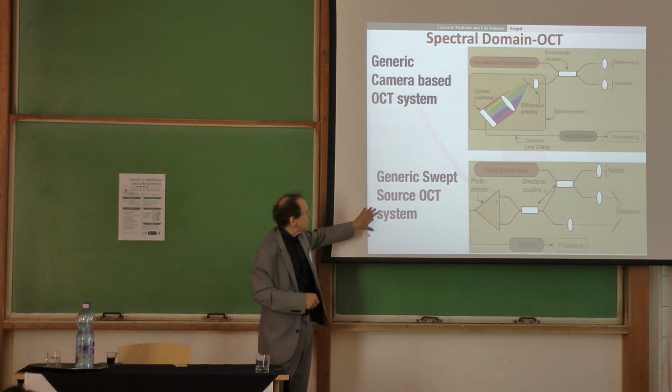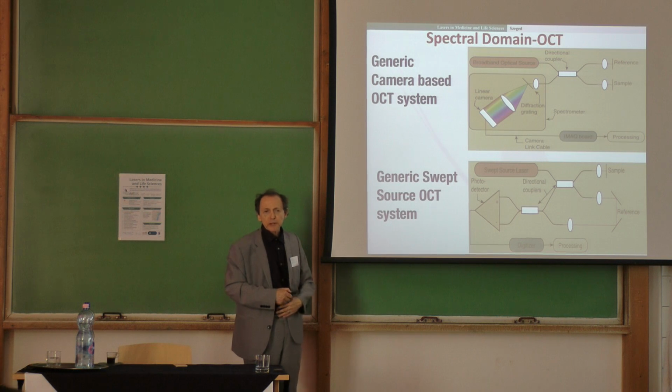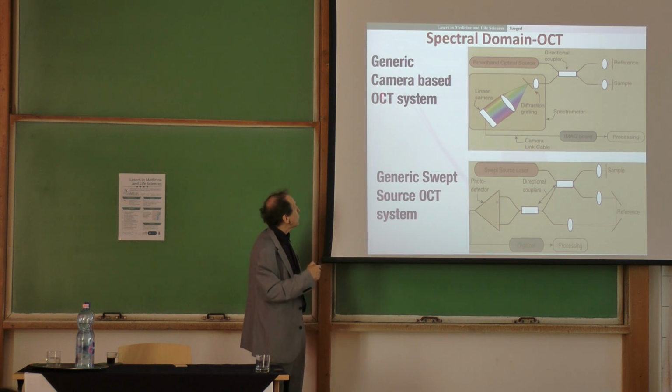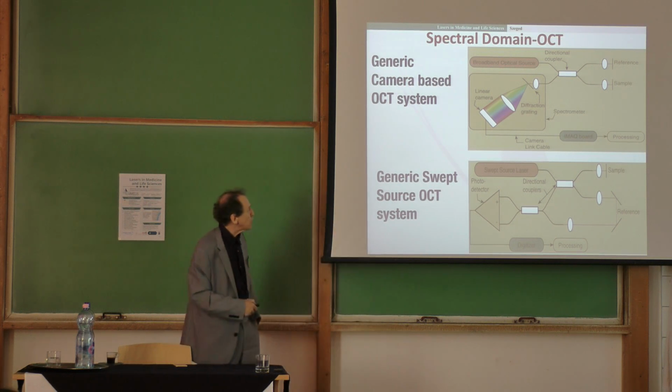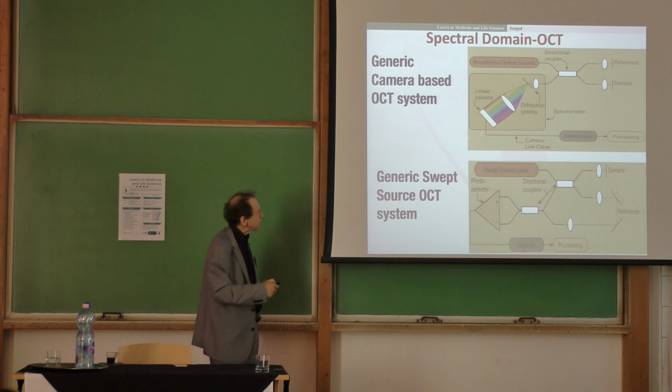Sometimes this is called Fourier domain. Well, all ophthalmologists practically refer to this principle as spectral domain OCT. Why? Because in most cases we operate with the spectrum. So this is a spectrometer. How do you build the spectrometer? So this is the interferometer output. You put it on a diffraction grating.